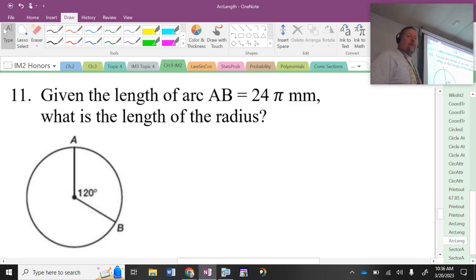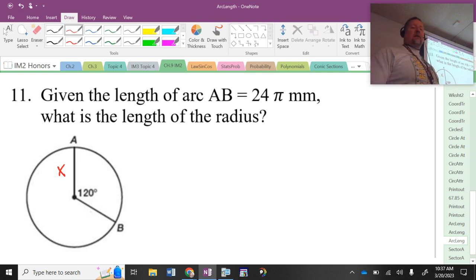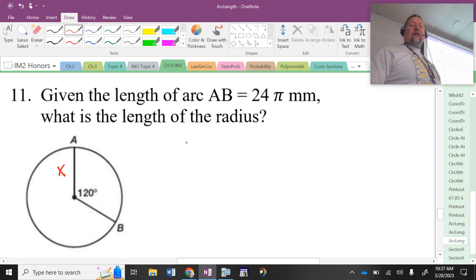Okay, so this is very similar. Given the length of arc AB, what is the length of the radius? So this is what I'm finding. Feel free to call that X. Very similar to the last one, except the last one we were finding the missing angle measure in the middle. All you do is do your formula.